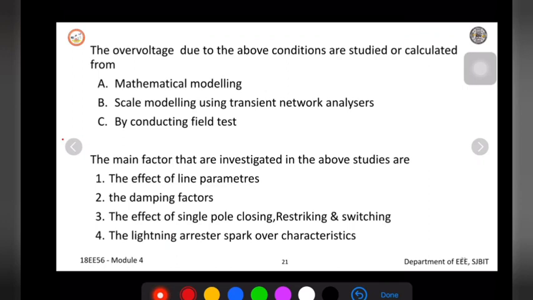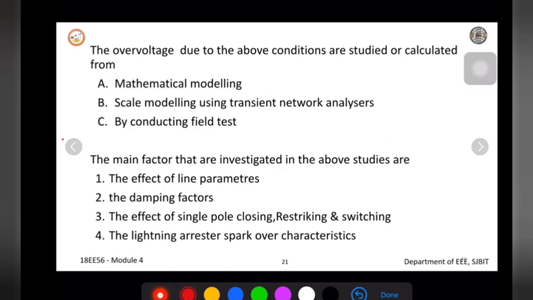So next are the main factors that are investigated in the above studies while doing your calculation, mathematical modeling or field test. In that case, we need to investigate the main factors with respect to those points. The first one is the effect of line parameters.